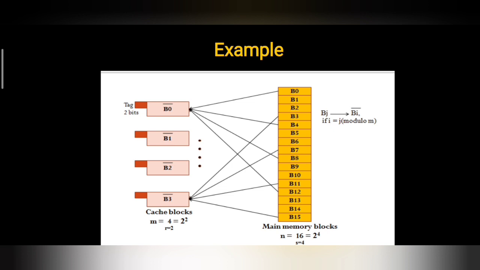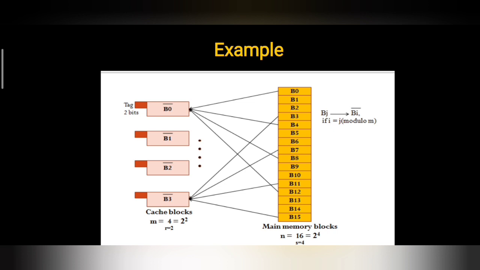Now, how are you going to identify the tag bits? The tag bits were denoted by s minus r. So s is 4, r is 2, which gives tag equals 2 bits. Fine. Now, how is this mapping going to take place? Let me talk about the very first main memory block, that is B0. I just want to see where this B0 can be mapped. For that, I'm going to use this modulo function.